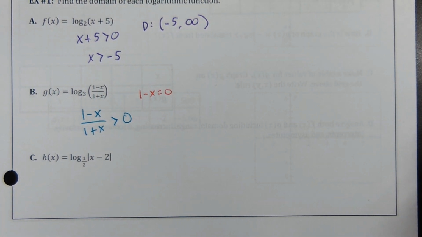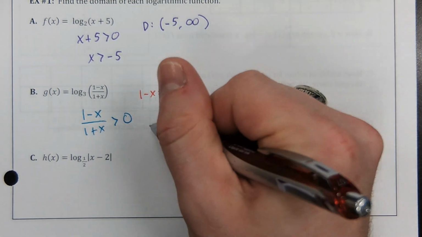But you said make the bottom equal 0. Why can't you divide by 0? What happens when you try? Error. It's undefined. So that finds us the other critical value.